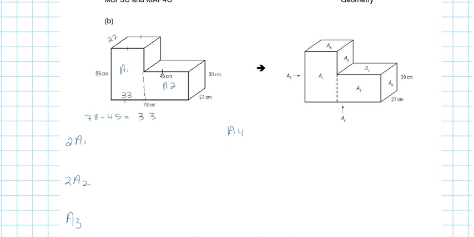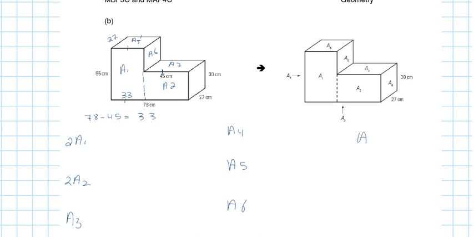A5. 1. Because my bottom is already counted for as A3. Right? So I only have 1 A5. A6. 1. Because this side is already counted for as the whole side. How about A7? 1, right? Because my bottom is already counted for A3. Right? So I only have 1 A7.